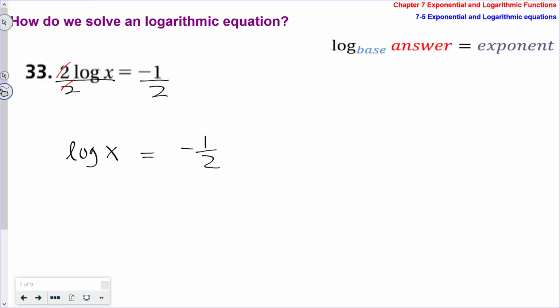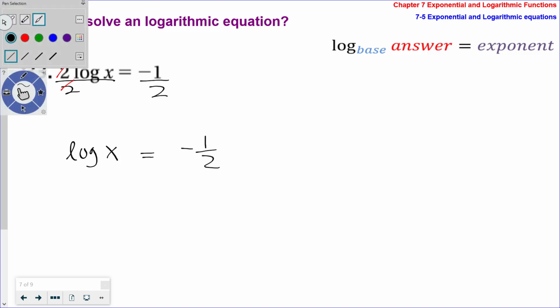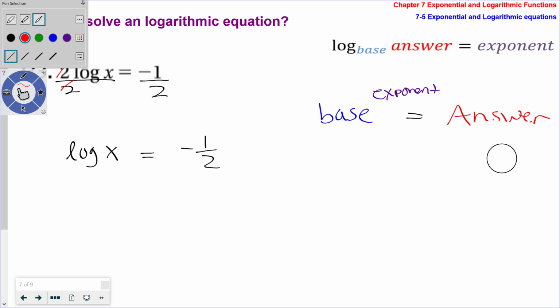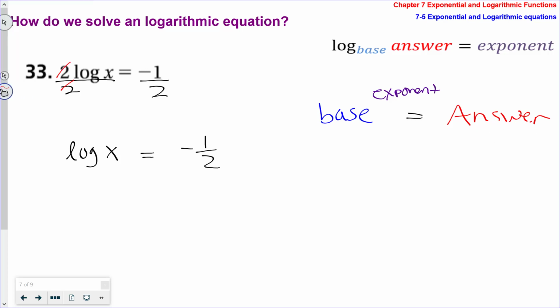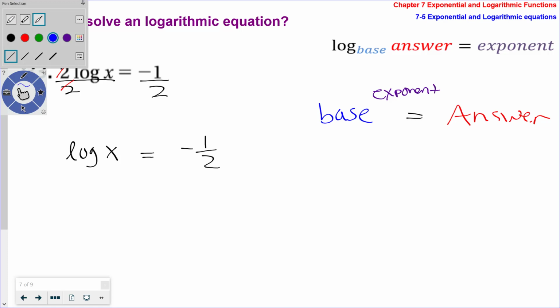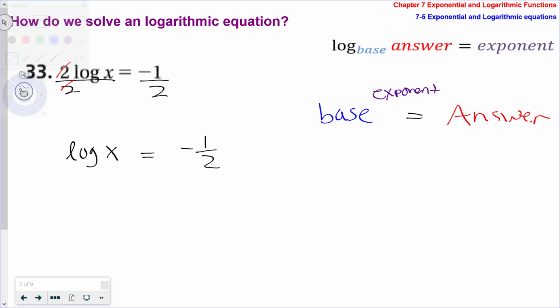Now that the log is isolated, this is logarithmic form, we have to rewrite it in exponential form before we could solve it. And again, exponential form is base raised to the exponent equals the answer. What is the base here? What is going to be exponential form? Juliet. The base will be 10. The base is 10.